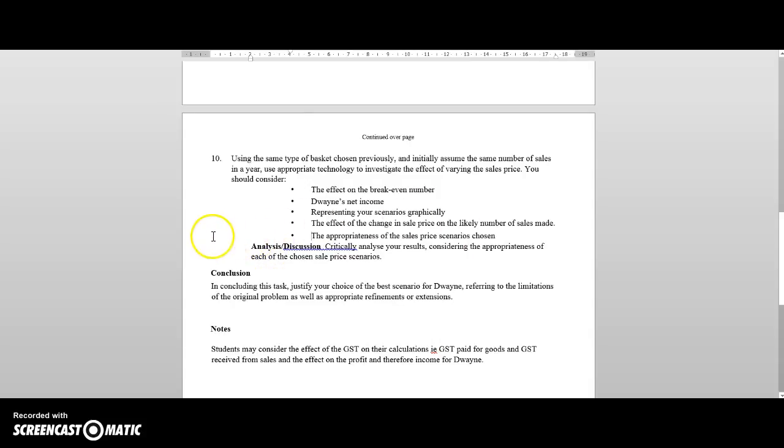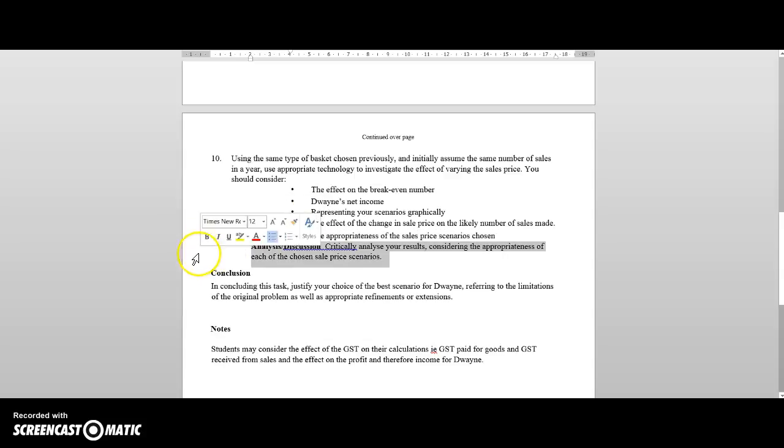This last point is a really important point, appropriateness. So if you have a look at your rubric, it talks about assumptions and reasonableness. So are the ones you've done reasonable? Is it reasonable for him to sell that amount of baskets? Are there any assumptions that you've made? Things like per year, things like that. Make sure you explicitly describe these.